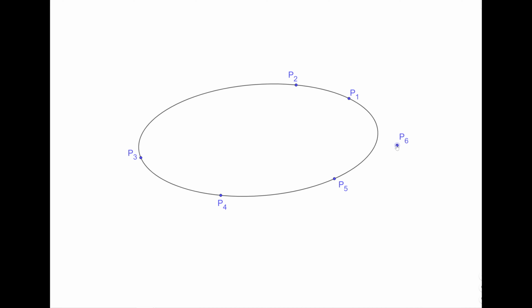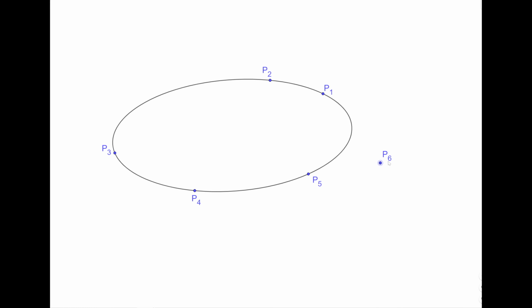So for example, right now P6 does not lie on the same conic as the other 5 do. If I moved P6 over to the conic, it would. And if I went inside, P6 no longer lies on the same conic. So let's now use Pascal's theorem to see how this works out.